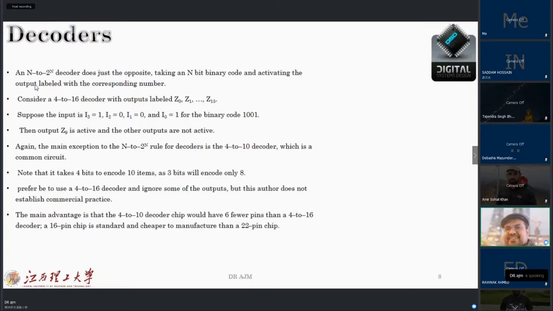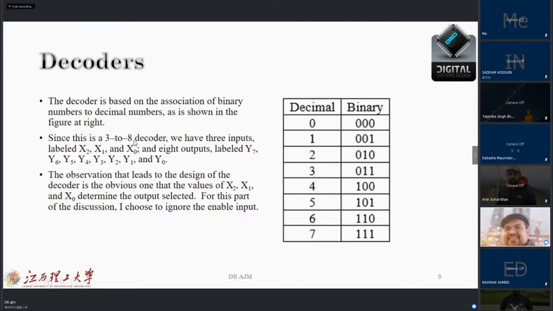But this is not the established commercial practice. The main advantage that we can see for 4 to 10 decoder chips would be 6 fewer pins than a 4 to 16 decoder, and a 16 pin package is standard and cheaper for the manufacturer. Let us see. Suppose the decoder that we assume is based on the association of the binary number to decimal, as it's shown in the figure.